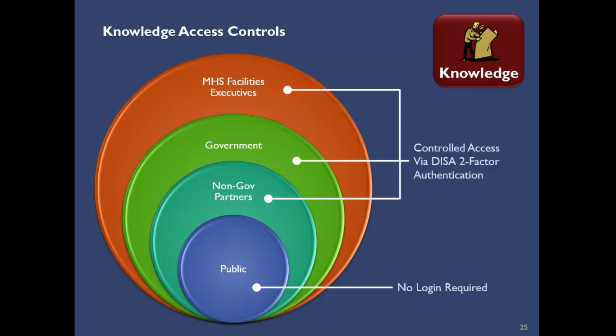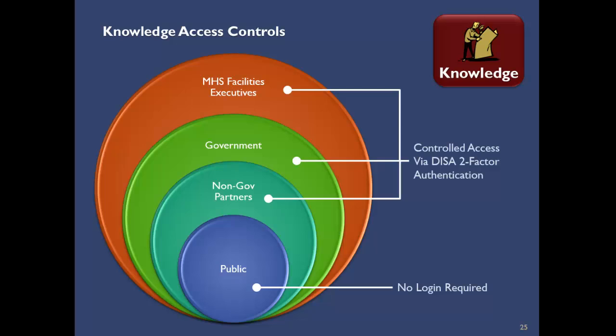These knowledge center documents use the four basic access levels discussed earlier: public, which requires no login to the system to access, and then three primary levels of controlled access required for information relating to non-government or contracted partners, federal government, and MHS facilities executives. While all knowledge pages are available to the public, the selected documents highlighted on the respective pages still follow the same access control rules they have been assigned in the Knowledge Documents Library.